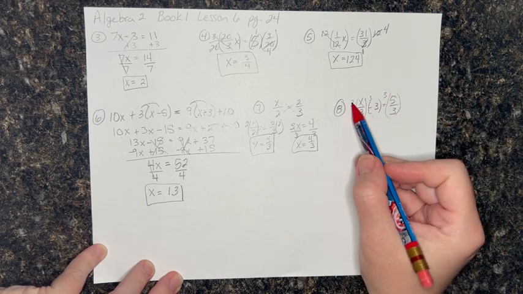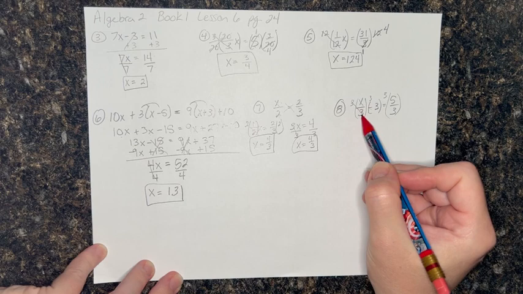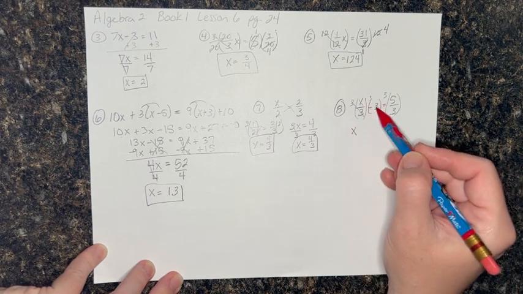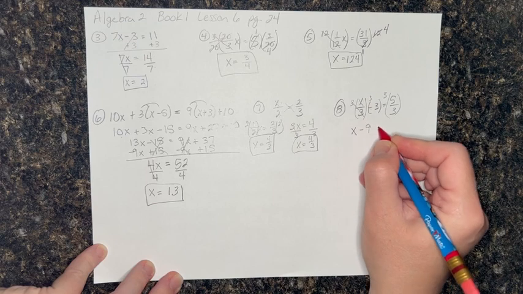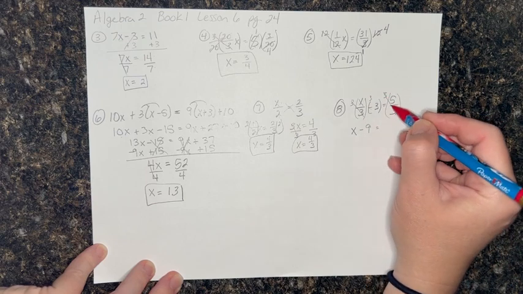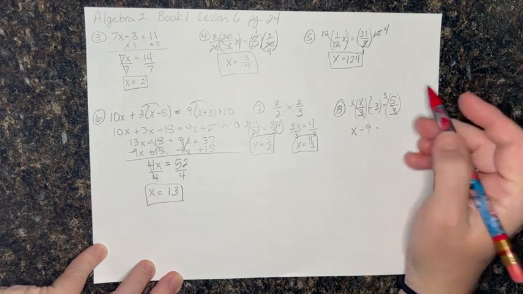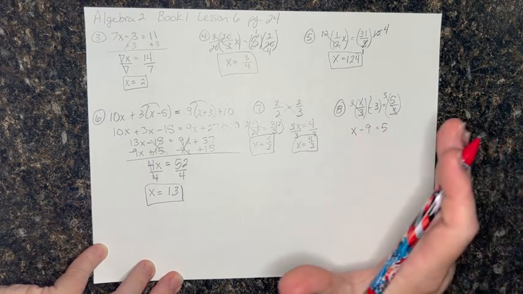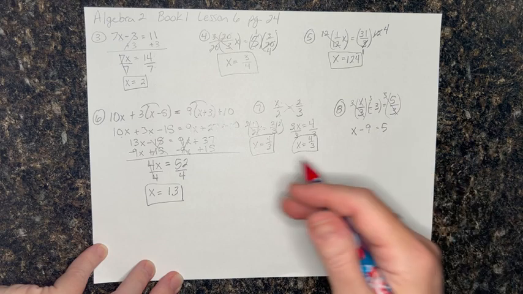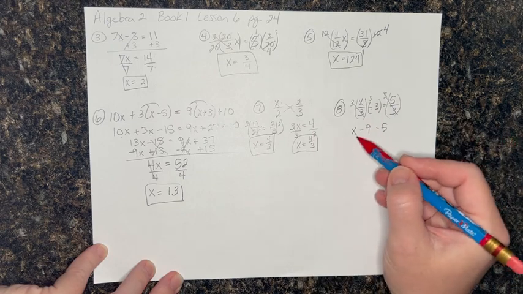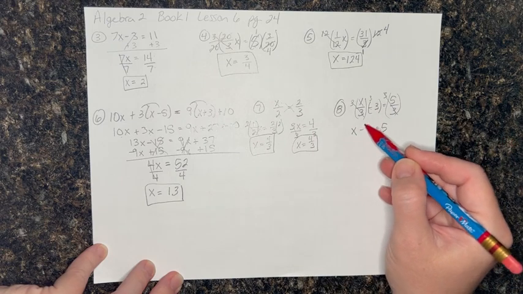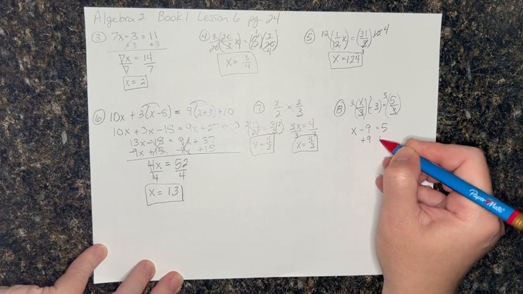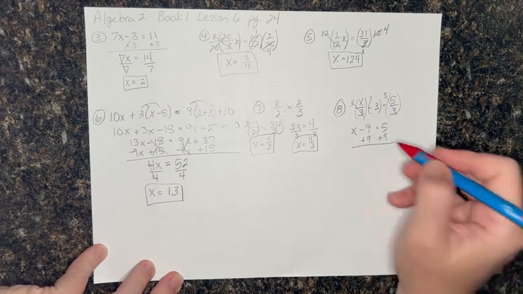So here my 3's cancel because 3 over 3 is 1, and I'm left with just an x. 3 times negative 3 is a negative 9. Here my 3's cancel because 3 over 3 is 1, and I'm left with a 5. So now I have x minus 9 equals 5. We've gotten rid of the fractions altogether. But we're still trying to get this x by itself. Our outlier here is being subtracted from our x. We're going to do the opposite and add 9 to both sides.